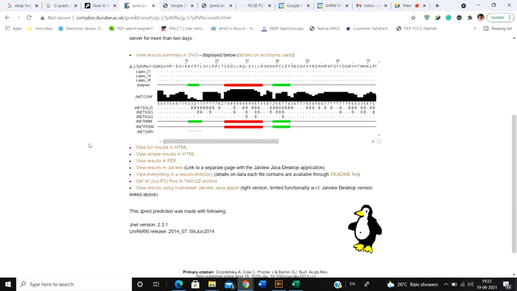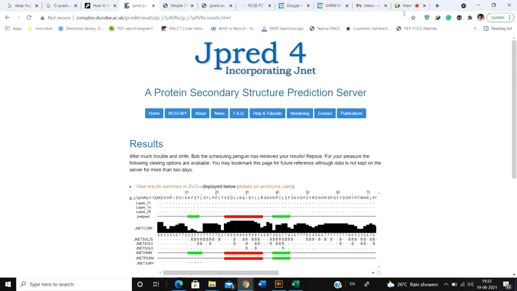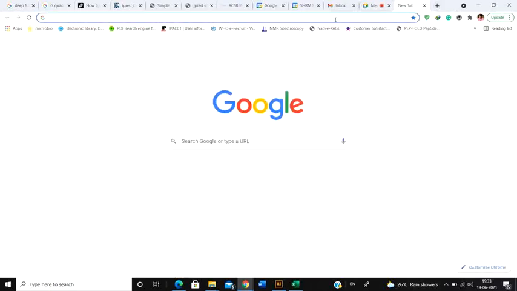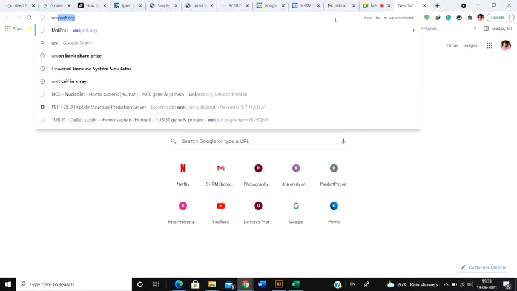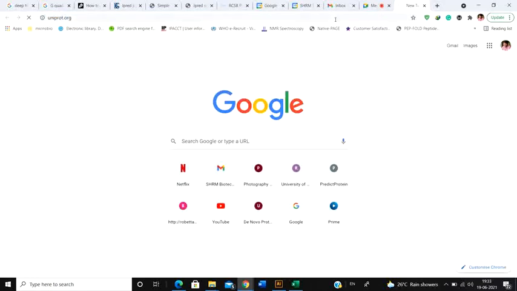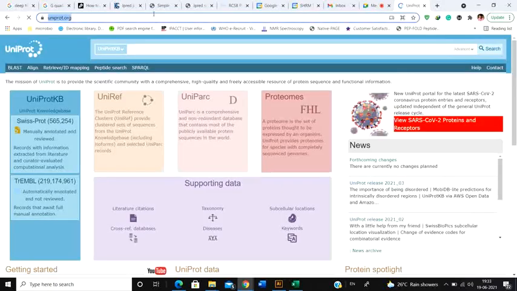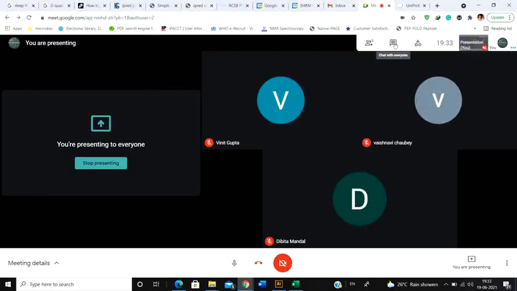Now before I move on to that particular section, there are a few other things, the databases that we need to see. So why do we need to know about the database? Because I'm going to discuss that in a little bit of time. So this is the first database that we are going to discuss today.